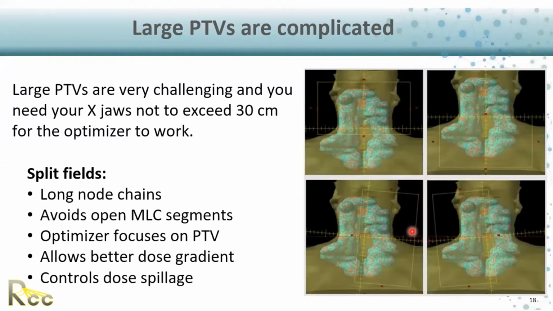And as we said before, it controls the dose spillage itself, and this is very beneficial for the long node chains. So large BTVs are challenging, and you should not exceed a jaw opening of more than 30 centimeters for your optimizer to work. If you exceed the 30 centimeters, the system will not work.